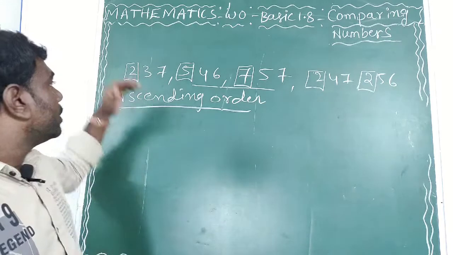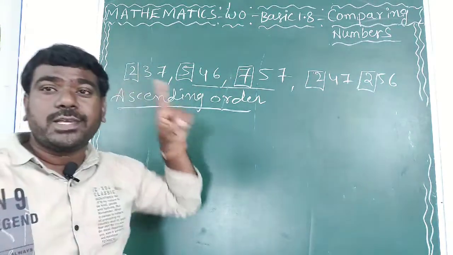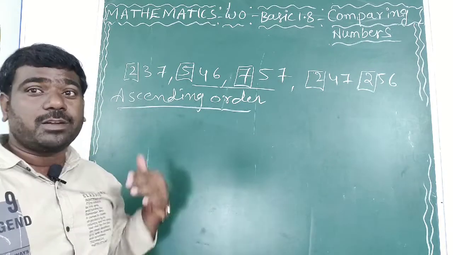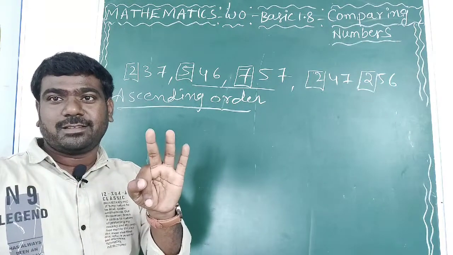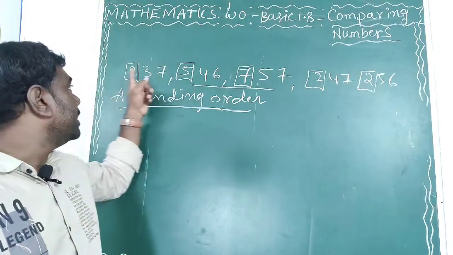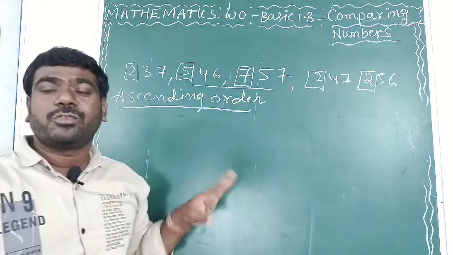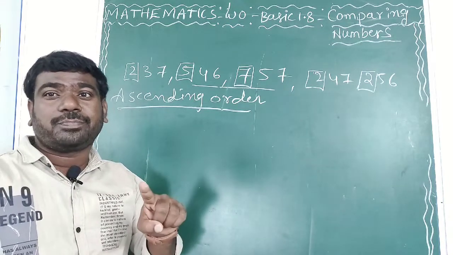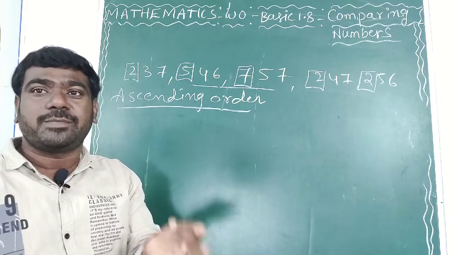What is the smallest number in all of these? 2 is the smallest number. But 2 is repeating for 3 numbers. Why? Because here see 237, 247, 256. So 2 is the smallest number, but 3 numbers are starting with the digit 2.